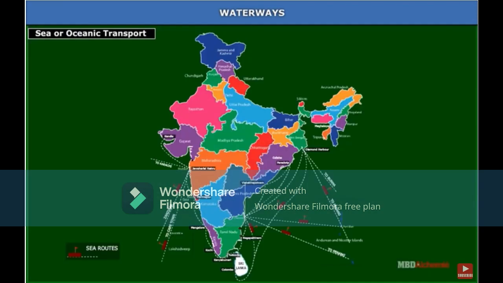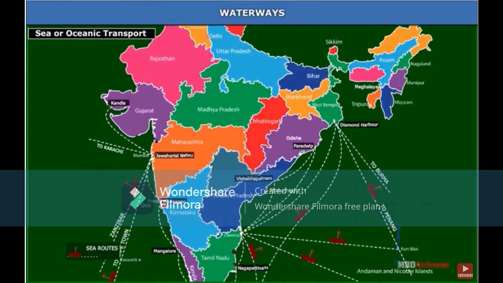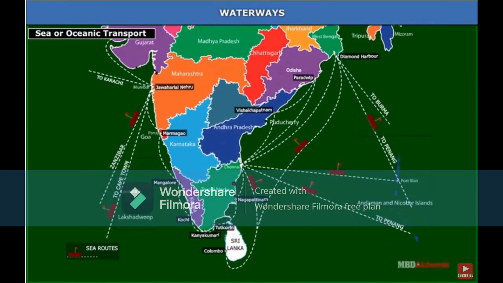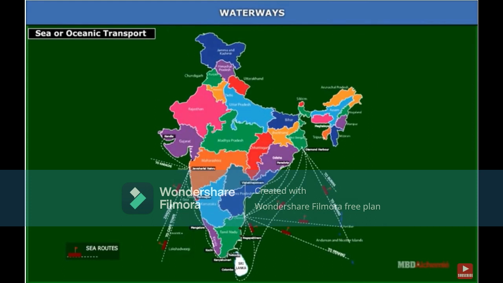Waterways. Sea or oceanic transport. This kind of waterway transport is mainly based on the major ports of the country, which are usually located at the coastal areas of a country, like the peninsular part of India. All the Indian ports open either in the Bay of Bengal in the east or the Arabian Sea in the west.